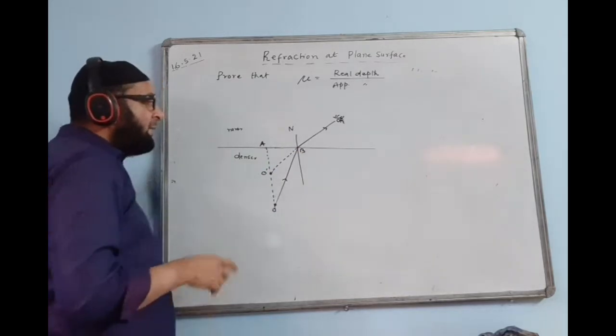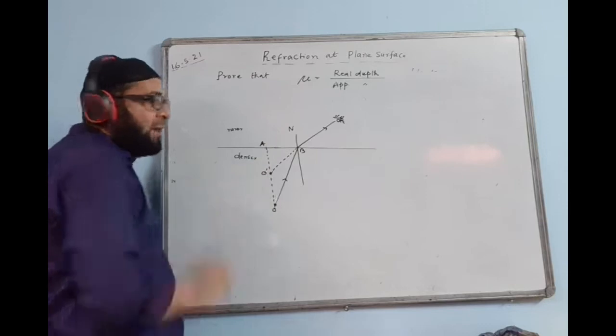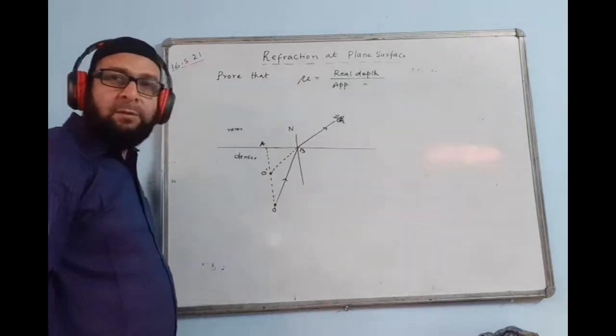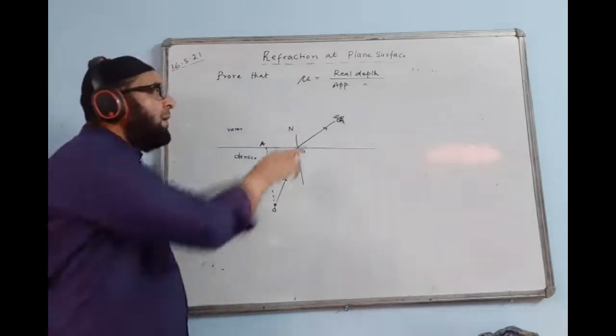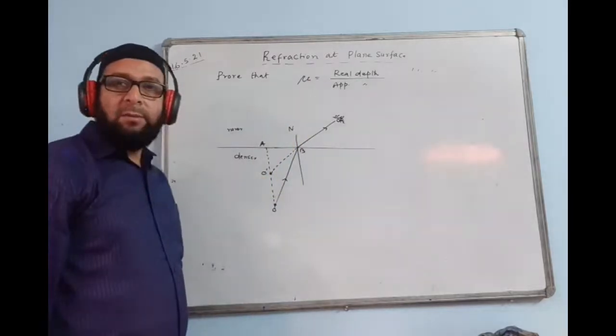So what is the real depth here? Real depth is AO, or actual depth. What is the apparent depth? AO dash. AO dash is the apparent depth. It is the depth which is not actual, which appears to be so to this observer because of the refraction effect. There is an apparent depth.